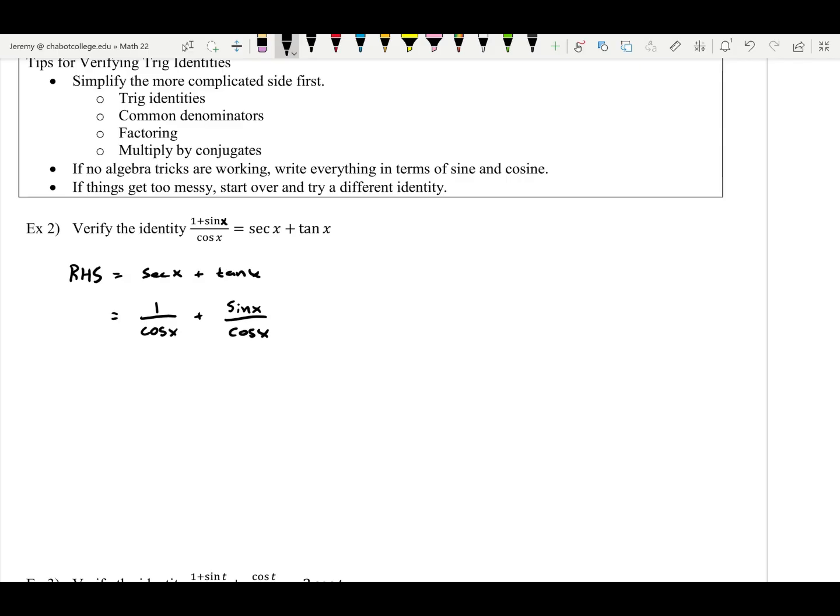Okay, I'm feeling pretty hopeful about this because notice that this is already starting to look like the left-hand side of the identity. So what can I do from here? Well, I have common denominators, right? Let's try and add these two fractions together. So 1 plus sine of x will now be over a shared denominator of cosine of x. And would you look at that? That is the left-hand side.